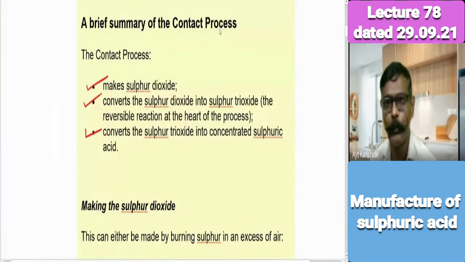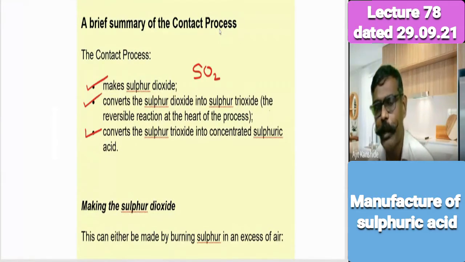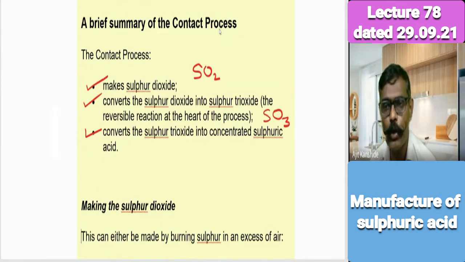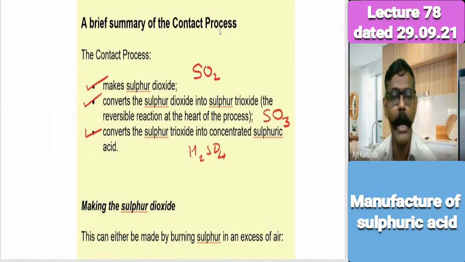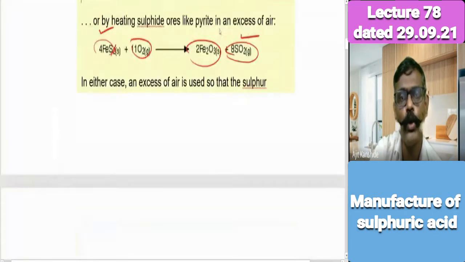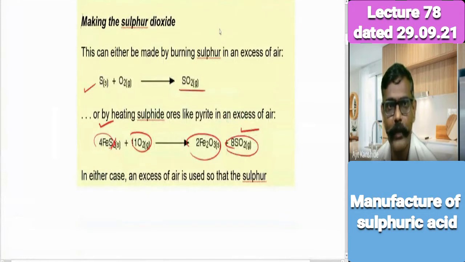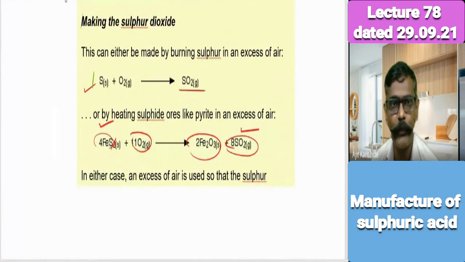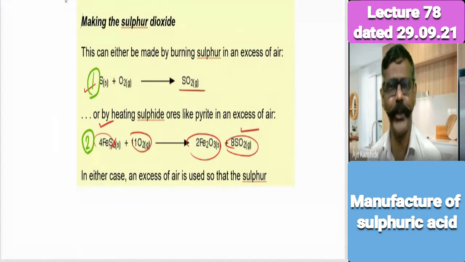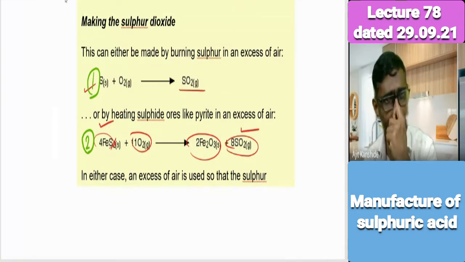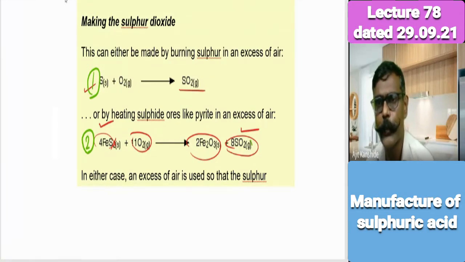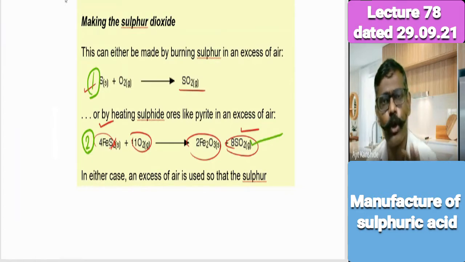Sulfuric acid: first step, we have to obtain sulfur dioxide. Second step, we have to obtain sulfur trioxide. Third step, we have to obtain sulfuric acid. Are these three steps clear? Yes, sir. How to obtain sulfur dioxide? Two methods are there. First method, direct combustion. Second method, from a compound of sulfur, maybe iron pyrite, FeS, which will react with water to produce sulfur dioxide. You can go through the reaction later on.